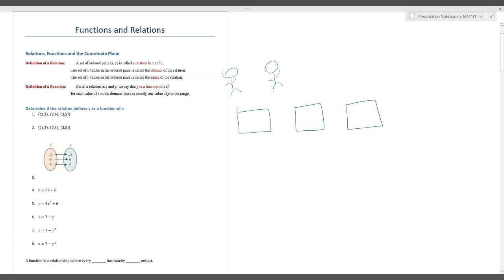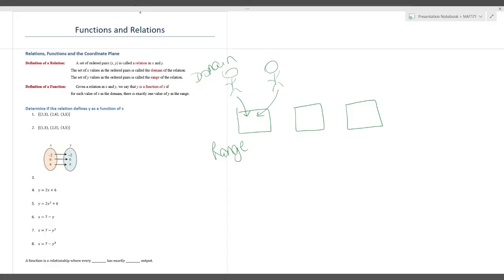Okay, well, this person can go into this room. So our people are our domain, and the rooms are our range. And this person can even go into this room. We can have two people in the same room. That makes sense. So we can have two x values that match up with one y value, and that's okay.